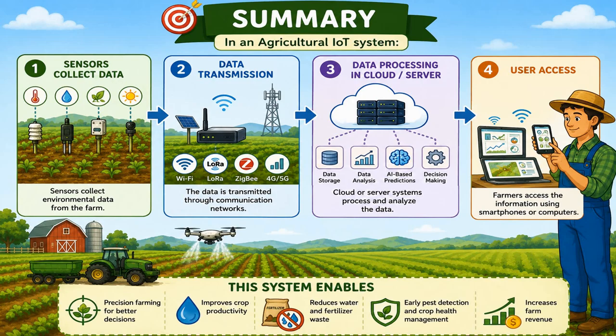So here this system enables precision farming. Then it improves the crop productivity, reduces the water and fertilizer waste, and enables early pest detection and crop health management. Okay, and also it increases the farm revenue. That is the most important thing here. So this is about the introduction to agricultural IoT systems.